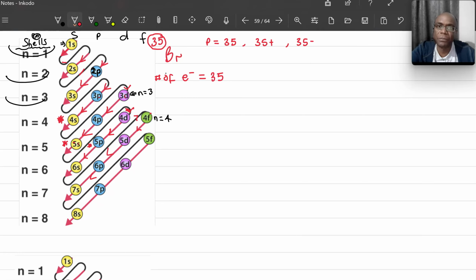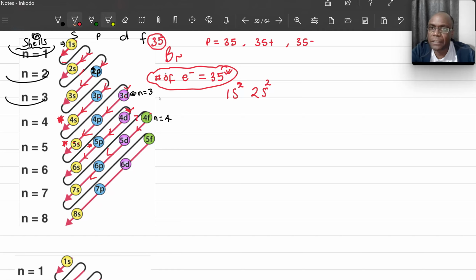Let's get back to bromine. We have 35 electrons to account for. So I'm going to have 1s2 filled up. S carries a maximum of 2. Now I'm on 2s, so I go to 2s. I'm following the arrow, the tail of the arrow. I go to 2s, S orbital carries a maximum of 2. Those are 4 electrons out of the 35.